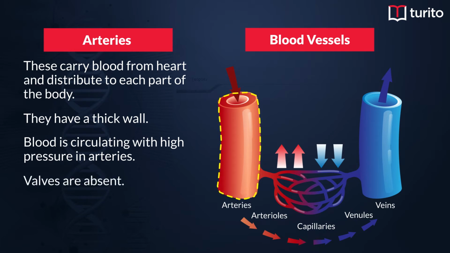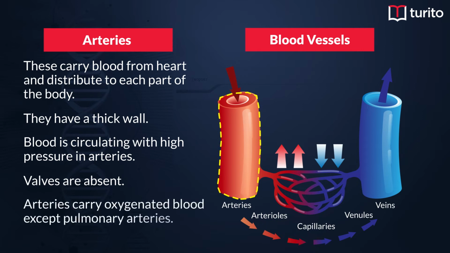Now except for pulmonary arteries, all the arteries in our body carry oxygenated blood, because pulmonary arteries carry deoxygenated blood from the heart to the lungs.